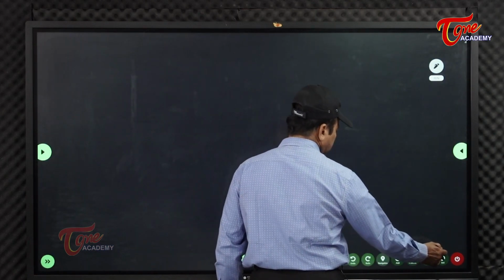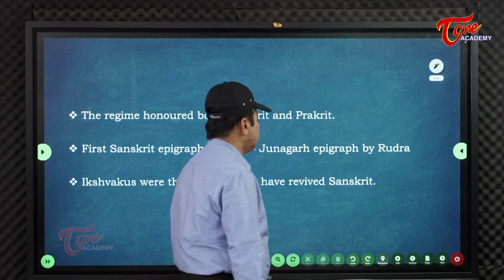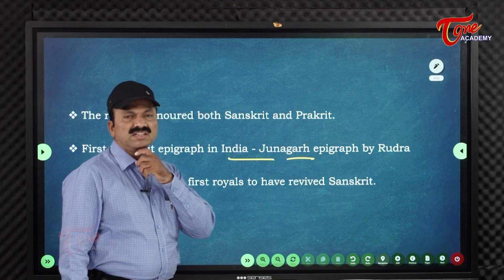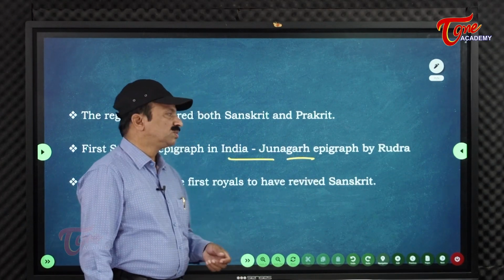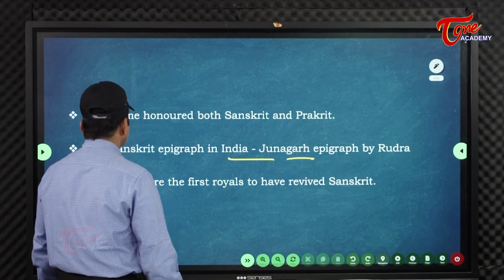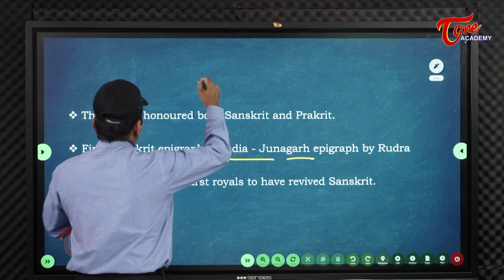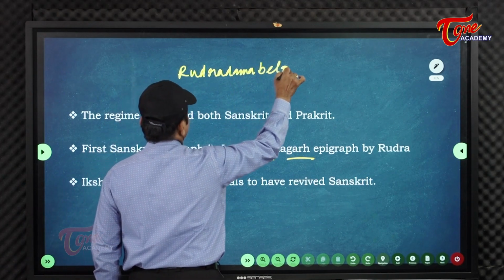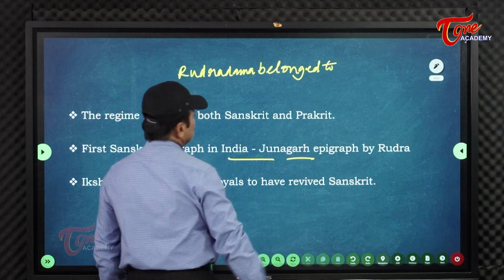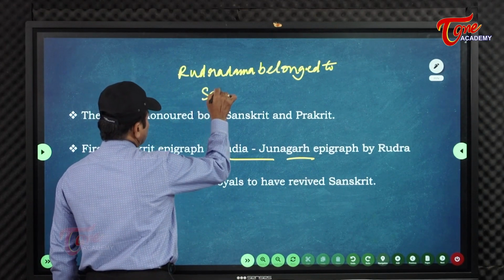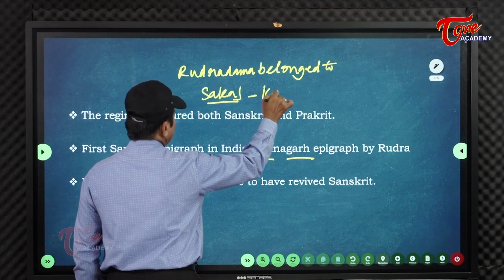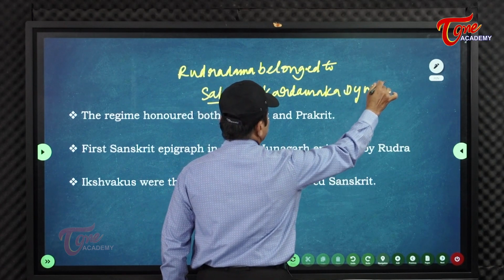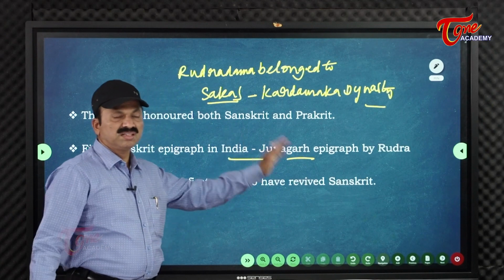If we see, things went well in the period. Now, the Junagadh inscription given by Rudradama. This Rudradama did not belong to the Ikshvakus. He belonged to the Sakas, the Kardamaka dynasty.